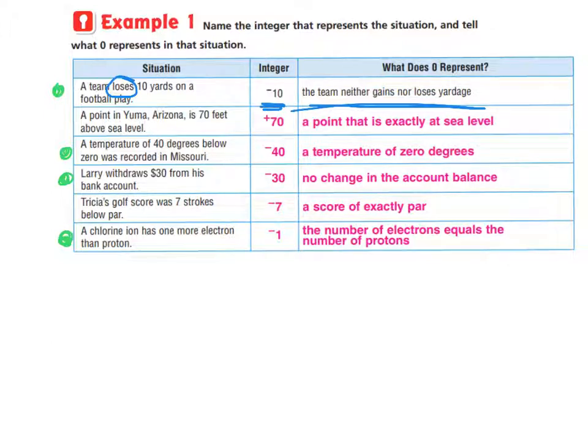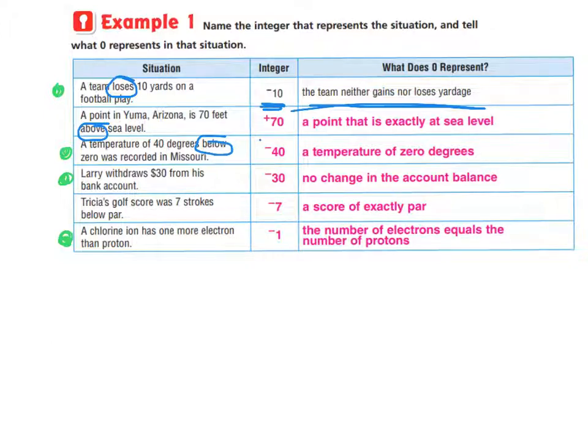A point in Yuma, Arizona is 70 feet below or above sea level. That word above tells us it's positive. So it would be positive 70. And 0 would be a point that would be exactly at sea level. A temperature of 40 degrees below is a keyword for negative 40, was recorded in Missouri. A temperature of 0 degrees would be 0.